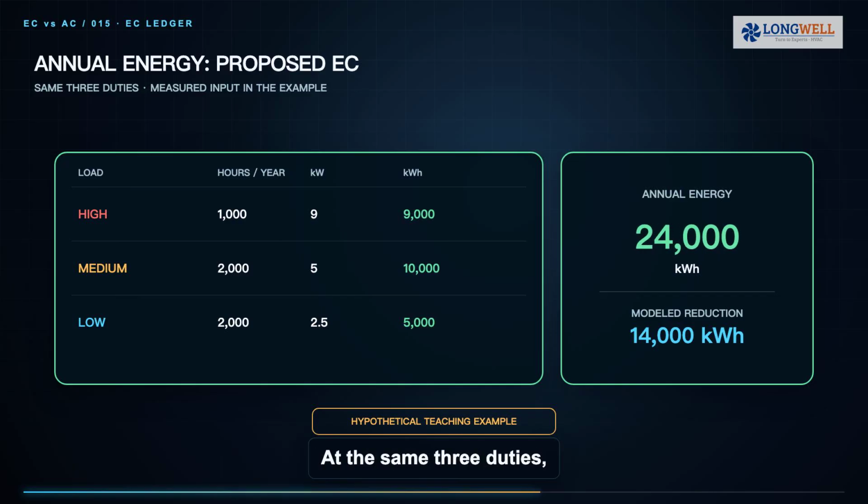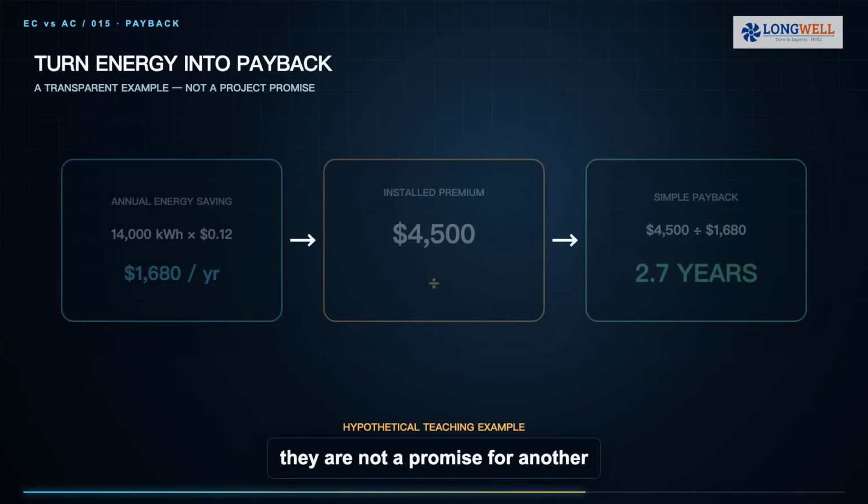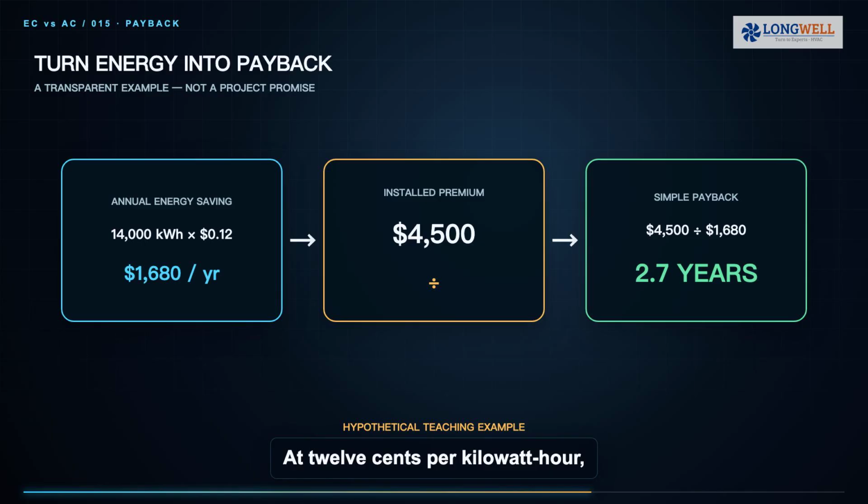At the same three duties, the proposed EC system is measured at 9, 5, and 2.5 kilowatts. Its annual energy is 24,000 kilowatt-hours, giving a modeled reduction of 14,000. These numbers teach the method, they are not a promise for another project. At 12 cents per kilowatt-hour, annual energy savings are $1,680.